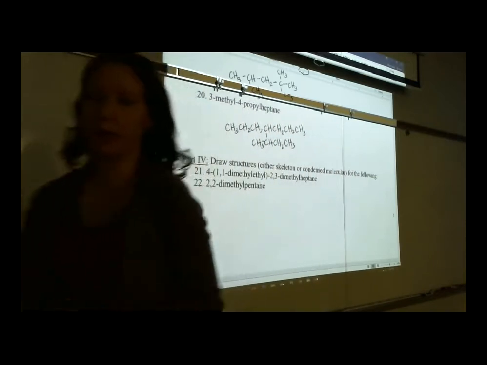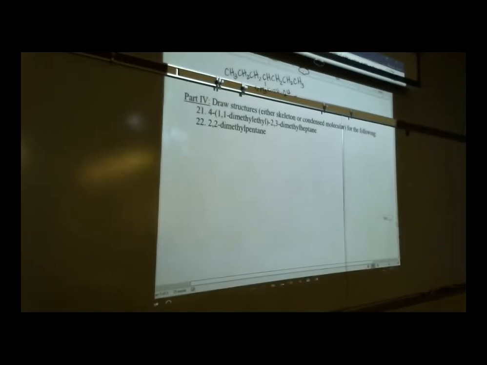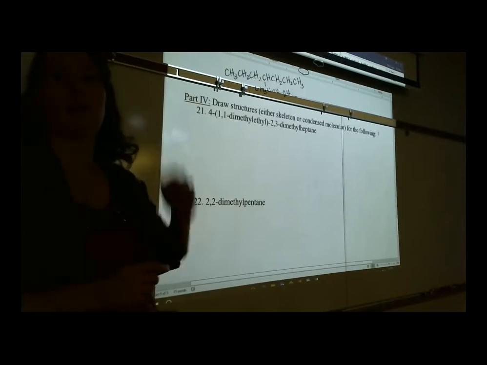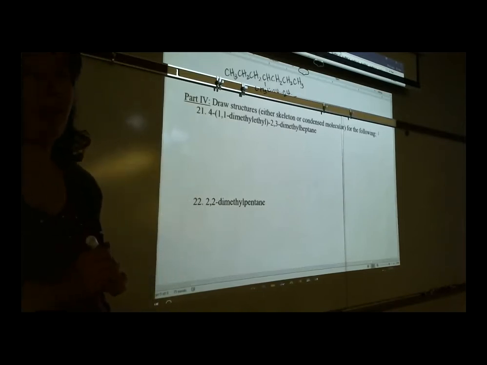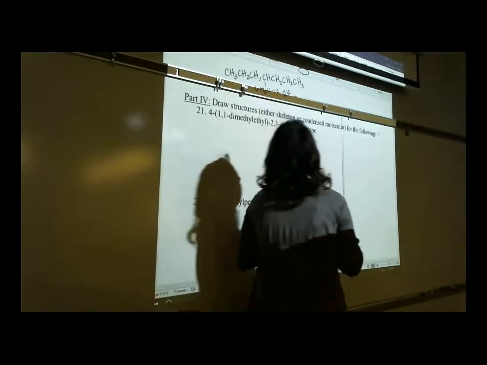Okay. Last part, we're going to draw some structures. I gave you the option. All this right here, that's condensed molecular with the C's and H's. So if you are still feeling more comfortable drawing C's and H's, because some students are at the beginning, then that's fine. I prefer to draw skeleton though. Yeah, I do too. Especially substituents, they just jump out a lot more easily.